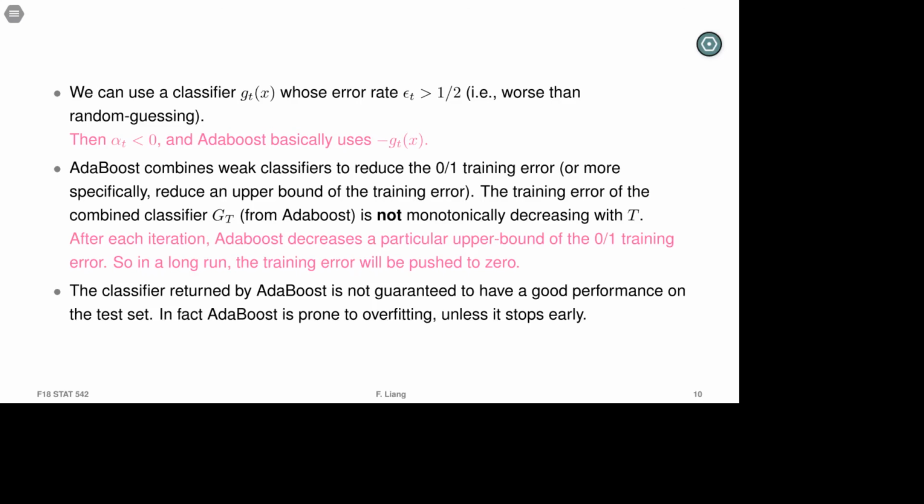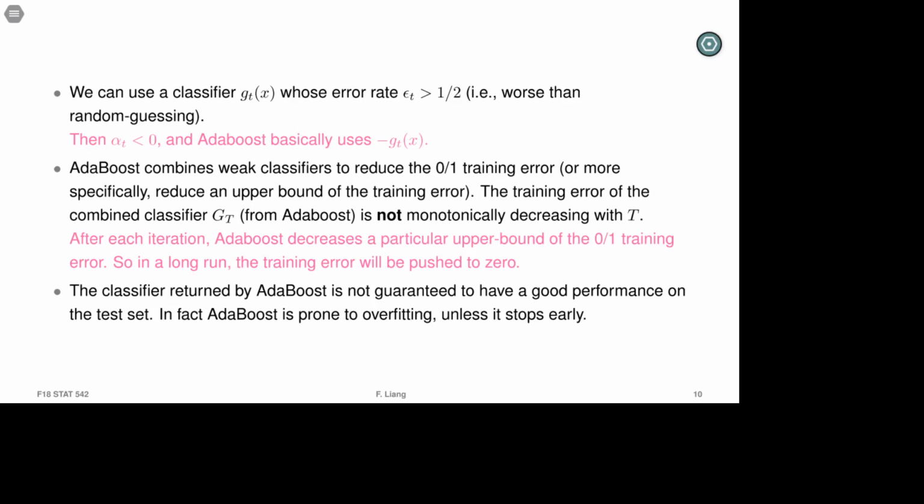And also, you're going to find out it is okay to have a very bad classifier with error bigger than half, because when you do the calculation, you find your alpha t is negative. So basically, you just flip the label of your G sub t.